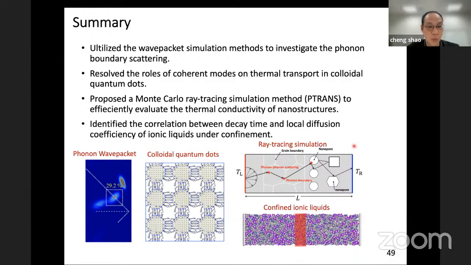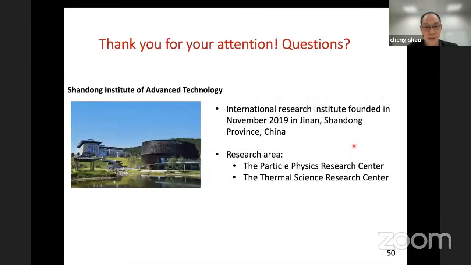Here is a summary. We utilize the wave packet simulation method to investigate the phonon boundary scattering process, and we resolve the role of coherent phonon modes on thermal transport in colloidal quantum dots. Also, we propose a Monte Carlo ray-tracing simulation method to efficiently evaluate the thermal conductivity of large structures. And we identified the correlation between decay time and the local diffusion coefficient of ionic liquid under confinement. With that, I want to thank you for your attention and would like to answer your questions.